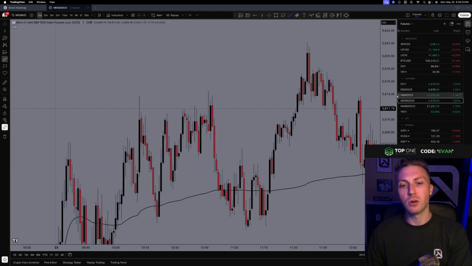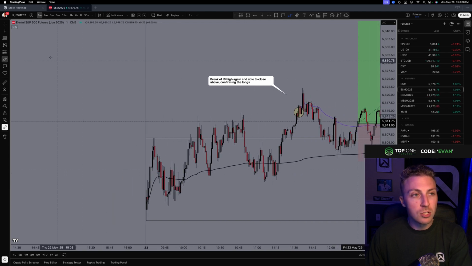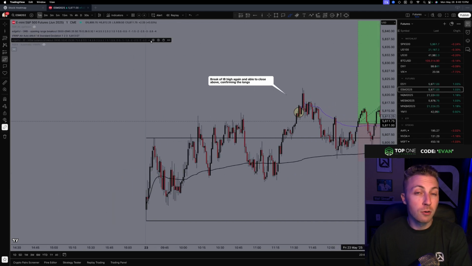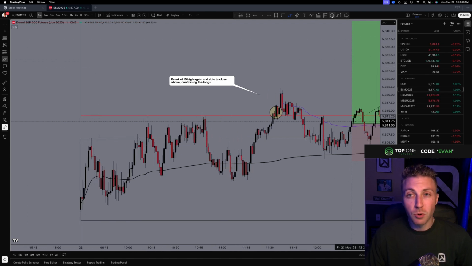Now, before we go on with the rest of the markups, I think I have it in the micros marked up here. Let's see, maybe it's on the minis. If you look at here, I have it boxed off. Let's turn on the initial balance, which is the first hour of the day rather than the first 15 minutes. And you can see this yellow line. It actually broke it back here first.